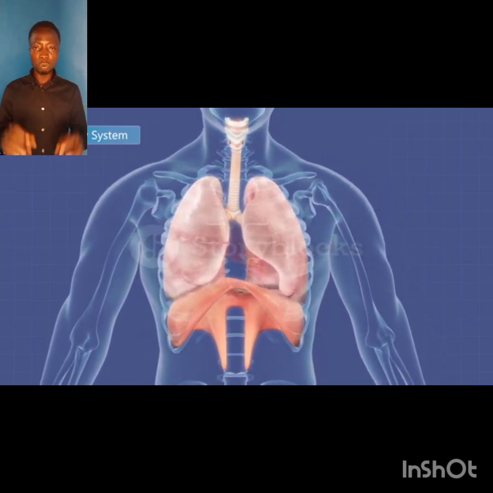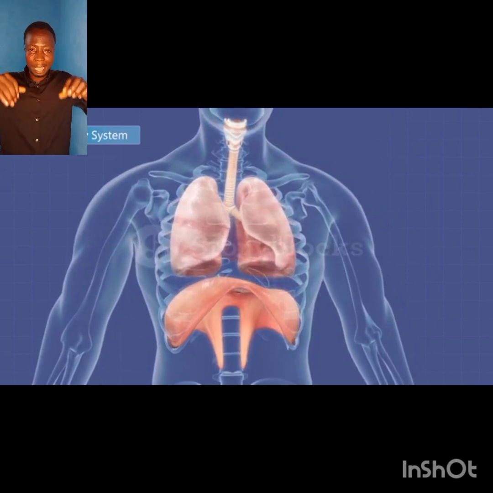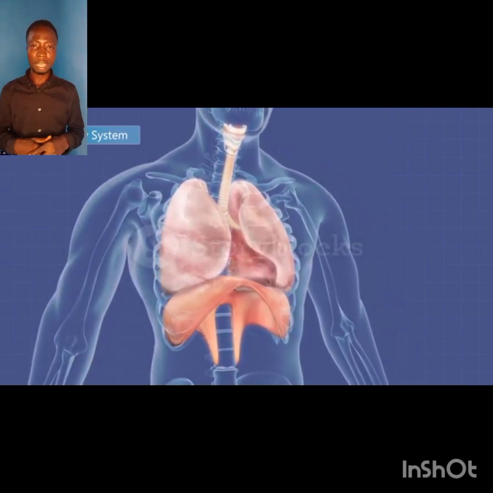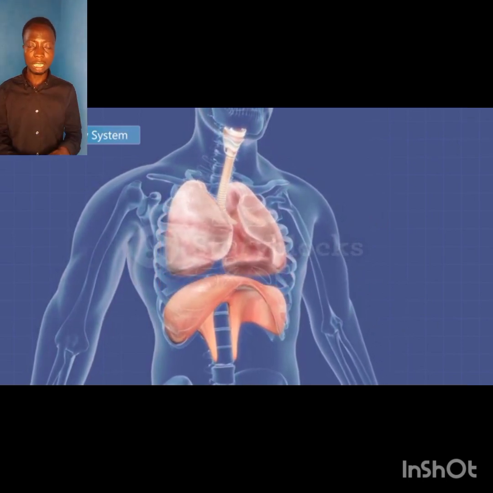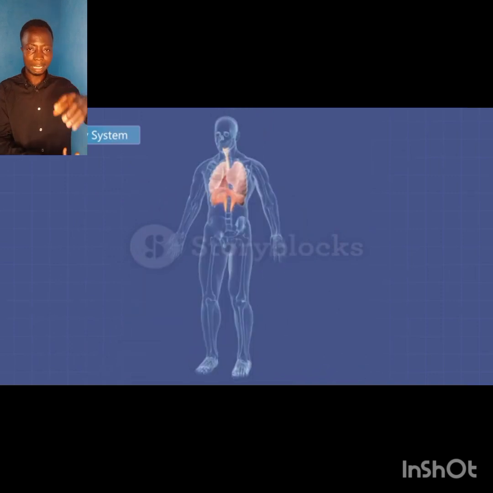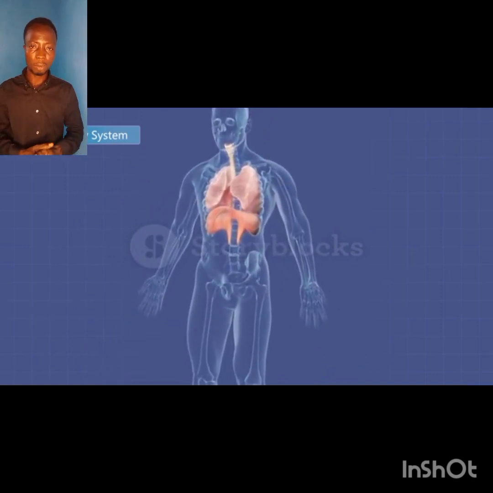Now, the work of the bronchi is for them to convey air into the lungs. They convey air from the bronchi to the bronchioles, then into the lungs where the alveoli are, which is called the air sac, for exchange of gases.